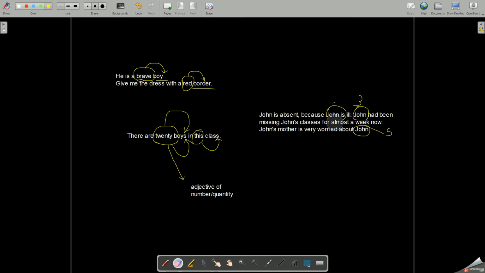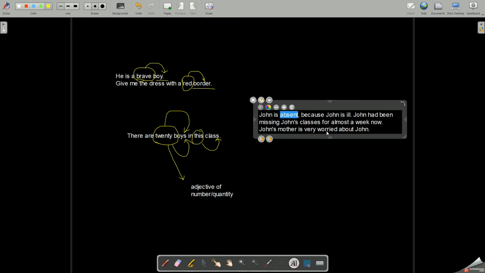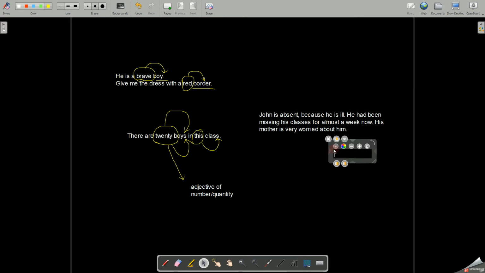if I simply replace the nouns multiple times, like for example, I make the changes here. John is absent because he is ill. He had been missing his classes for almost a week now. His mother is very worried about him. So over here you can see that I have replaced this only once in the beginning of the sentence, because we are representing John. Over here it is represented as an object.